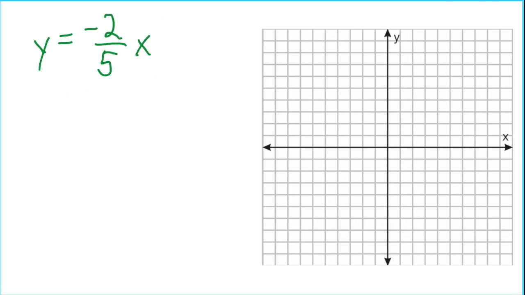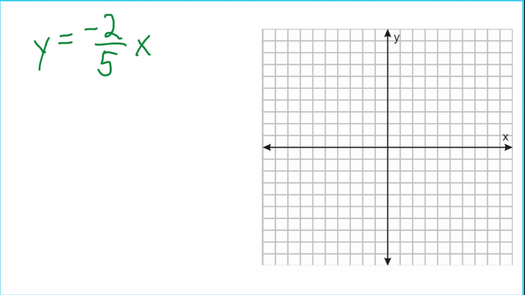Let's do one last problem that's slightly different than what we've done so far. We've got y equals -2/5 x. Why is this different? It's missing something that everything else had, but you just have to know what that missing number is that you can't see. So give it a try.